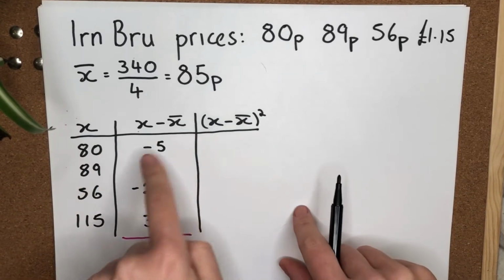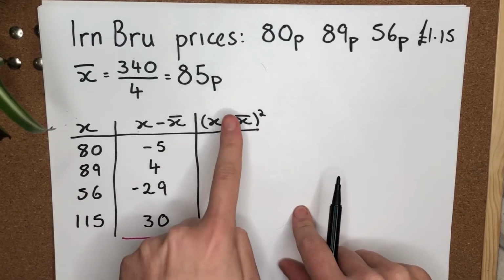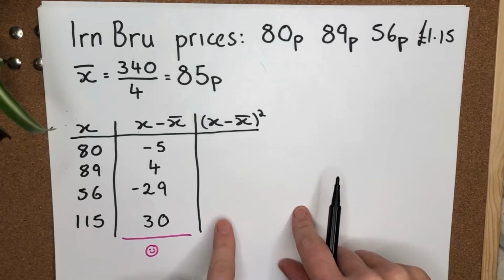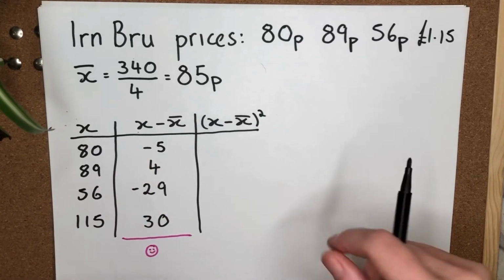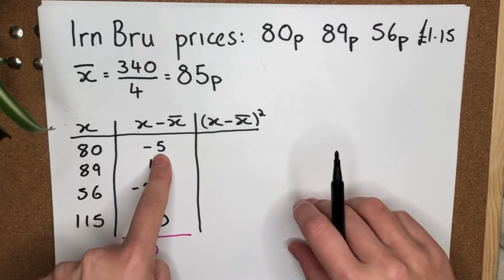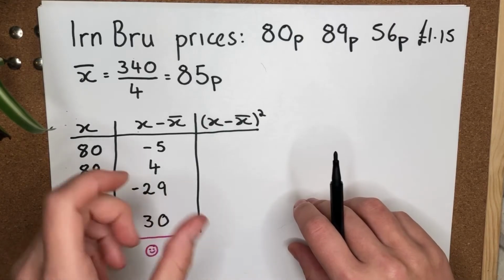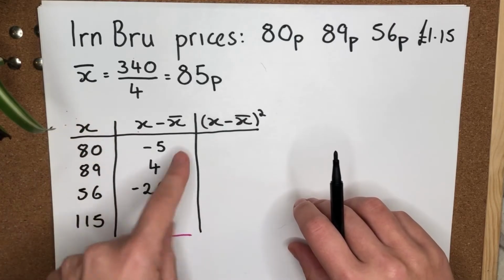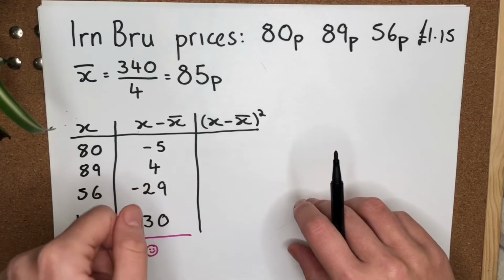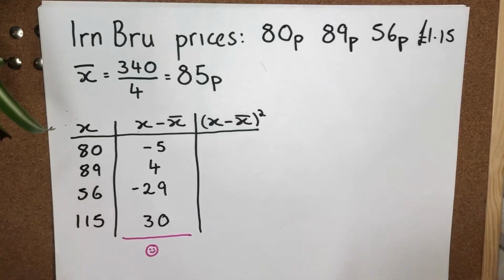Next, we're going to take our x minus x bar from the previous column and we're going to square it. There should be no negative numbers in this column because a negative squared, or a negative times a negative, becomes a positive. So when you're typing it into your calculator or doing it in your head, you can just ignore the negatives. If you are putting it in your calculator with the negatives, some calculators will require you to put a bracket around the negative so that you get your positive answer. Just remember, answers in this column, always positive.